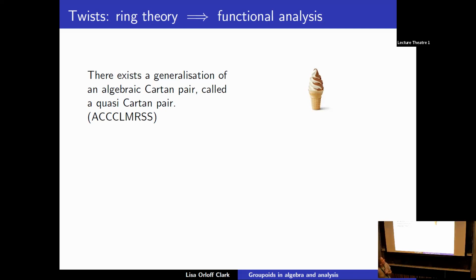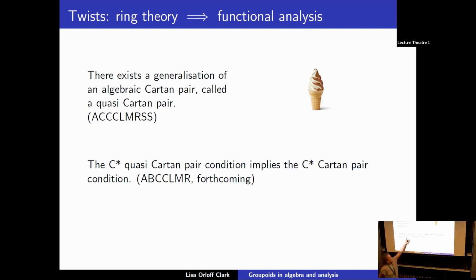And so Jackie et al. started looking at this in the C-star setting, like what is that condition and what does it say? We've realized that the condition in the C-star setting, if you impose it, actually implies Cartan, meaning this phenomenon of quasi-Cartan is actually a purely algebraic thing. So that is a paper we are just about ready to submit.